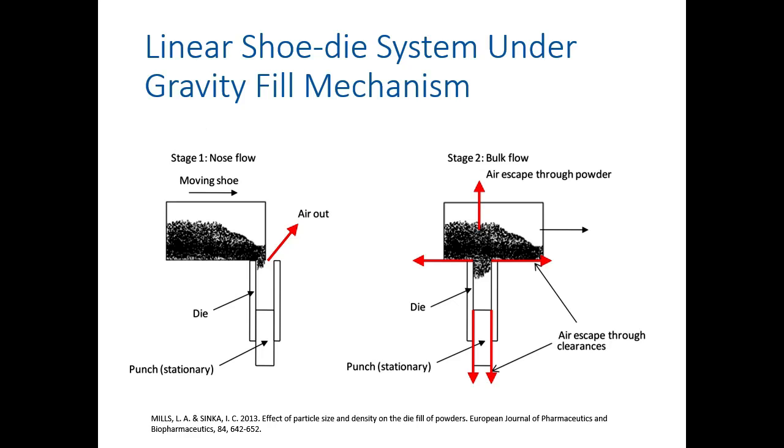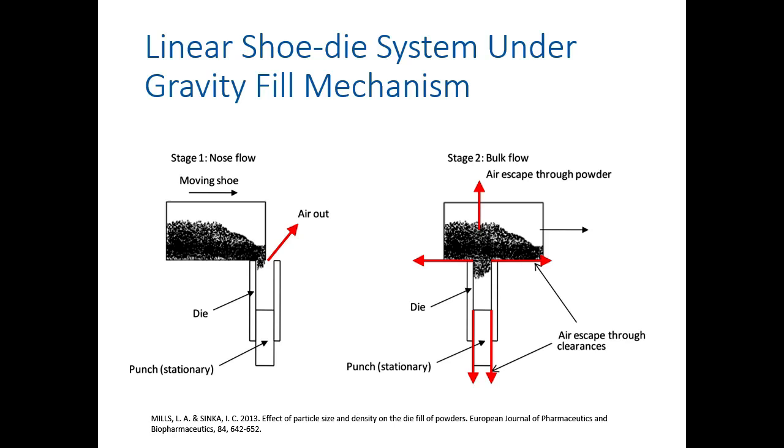In the experiments that were carried out on the gravity field mechanism, when the experiment starts, initially the powder can discharge into the die freely, and we will observe no flow of the powders into the die. And the air that exists inside the die can escape freely through the gap between the tip of the shoe and also the clearance that we have here.